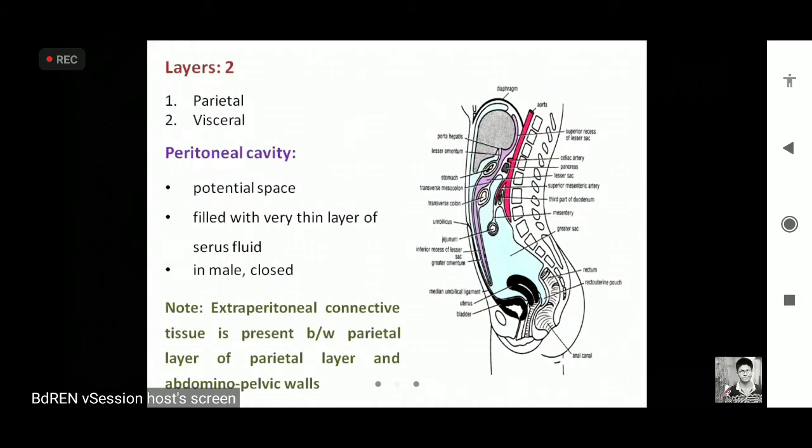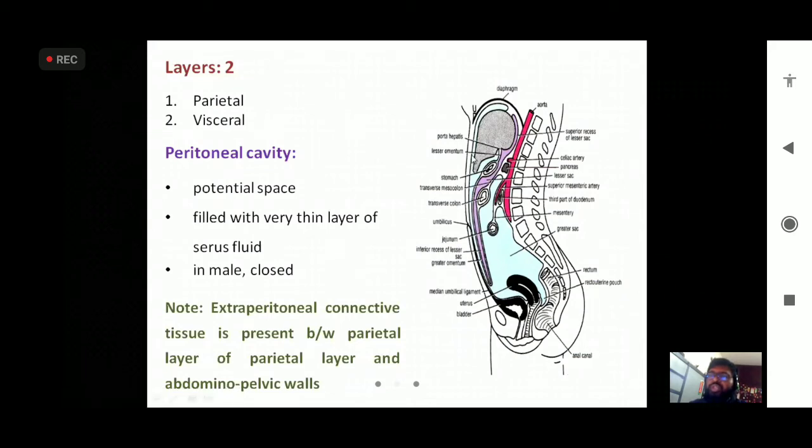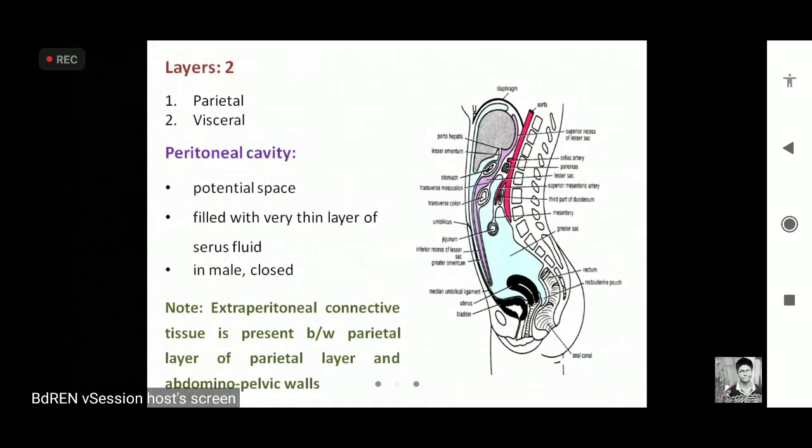This potential space contains a little amount of serous fluid, which helps in lubrication and the free movement of the viscera within the abdominal cavity. So that is actually the peritoneal space, the space between the parietal and visceral layers. That's why it is called the peritoneal cavity. The potential space is filled with a very thin layer of serous fluid. In male, it is closed, and in female, it is open. It is the vagina that leads to the uterus, then the uterine tube to the peritoneal cavity.